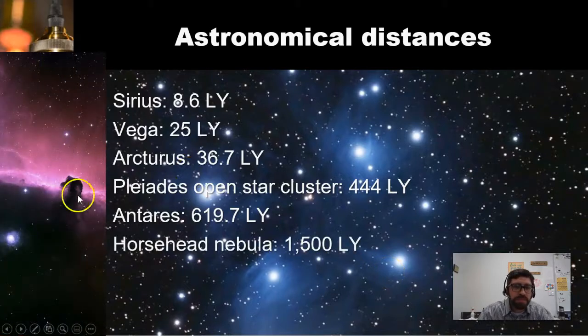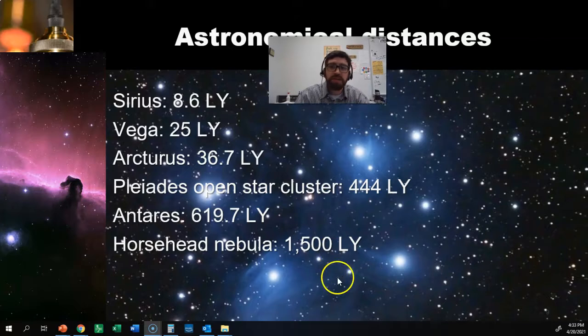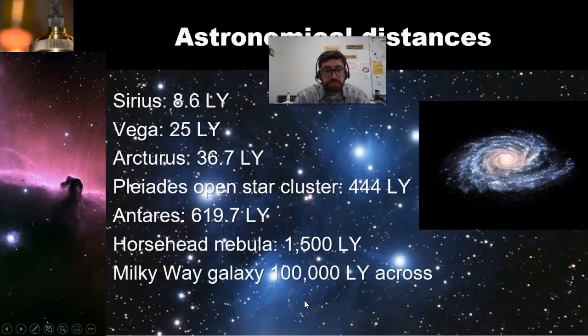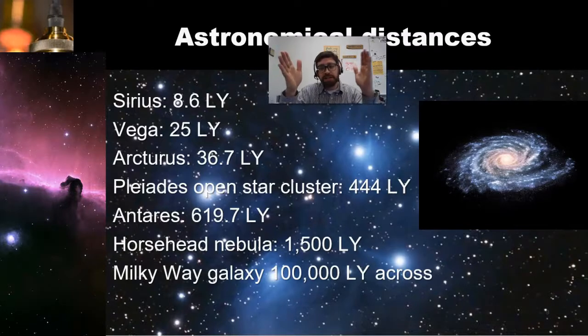You might have seen pictures of this nebula before. It's called the Horsehead Nebula. Y'all, it's 1,500 light years away. Light left that thing 1,500 years ago. The Milky Way galaxy, it's the galaxy that we live in. The distance across that thing from one edge to the other is approximately 100,000 light years. If you're traveling at the speed of light, it takes 100,000 years to get from one side of the galaxy to the other.